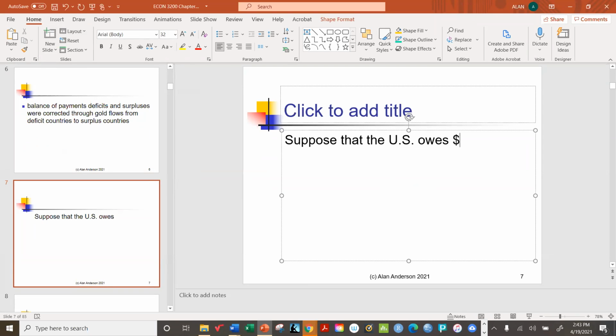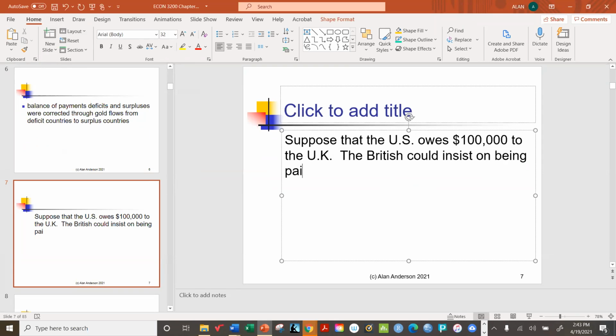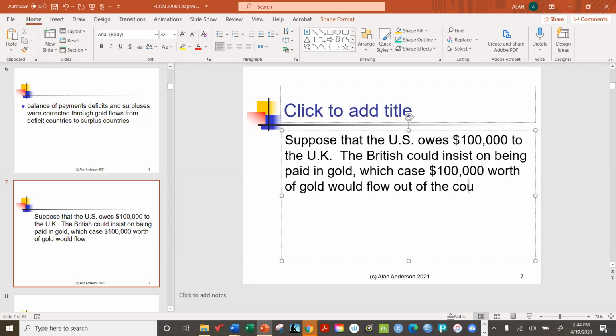The US owes $100 million, let's say, to the UK. The British could insist on being paid in gold, in which case $100 million worth of gold would flow out of the country to the UK. And because of that, the deficit takes care of itself automatically. The gold flows out, the debt is settled, we're back to a balanced current account.